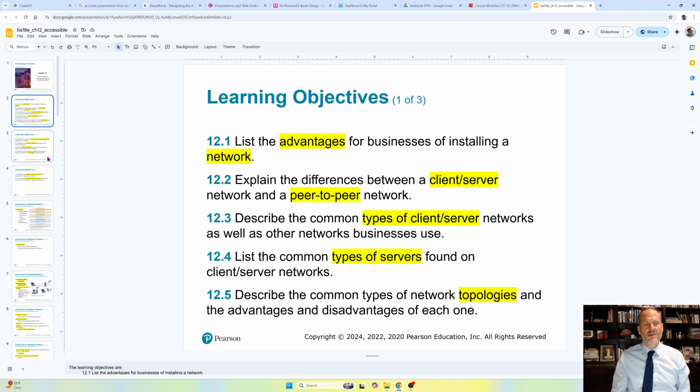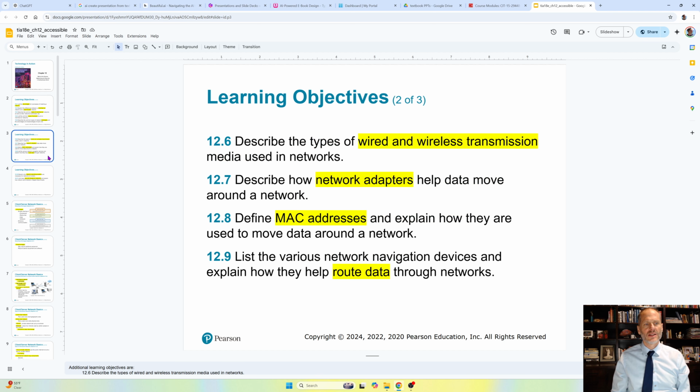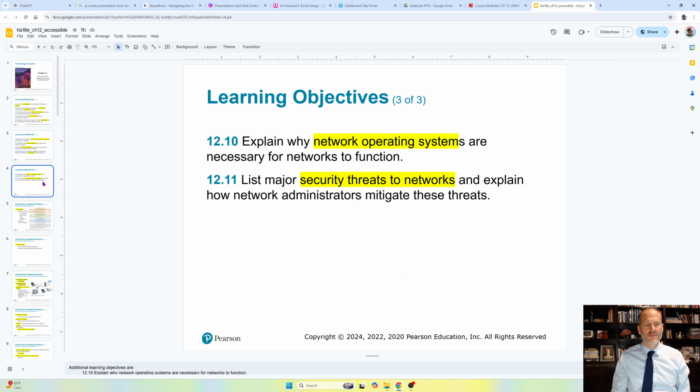We're going to take a look at this stuff right here. You can pause the video and take a gander at it. And then we're also going to take a look at this stuff right here. And then finally, we'll take a look at that stuff right there. So let's get into it.